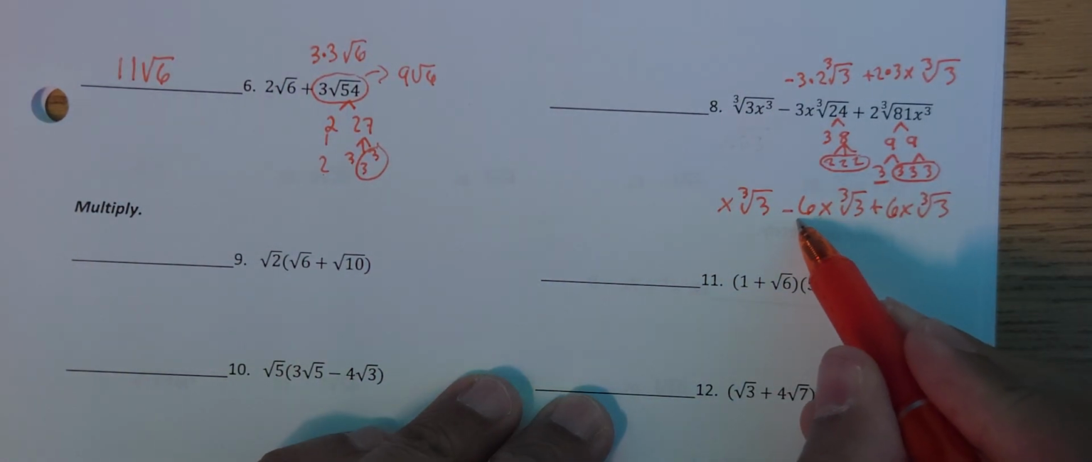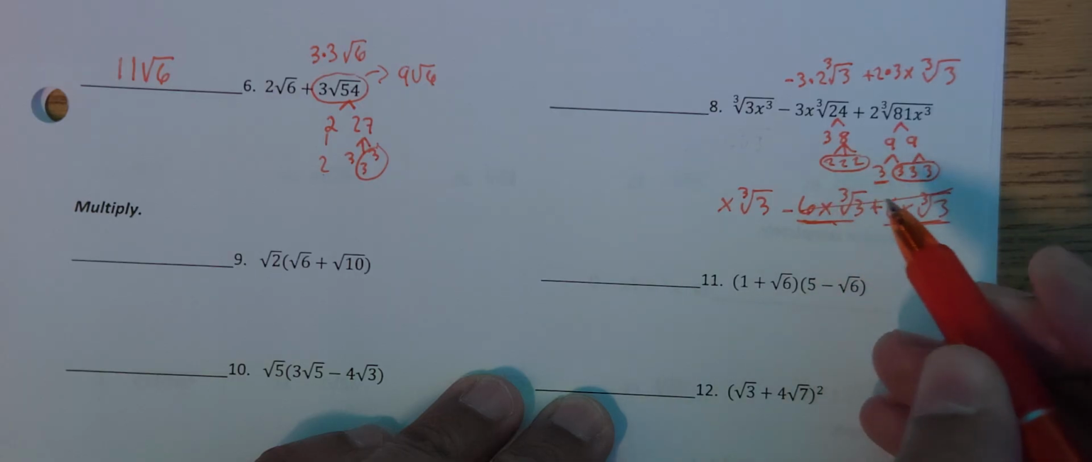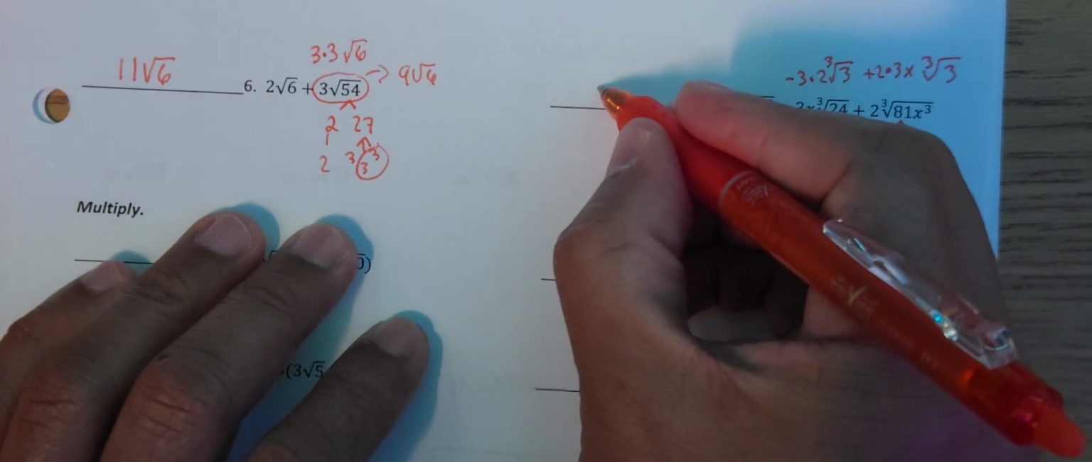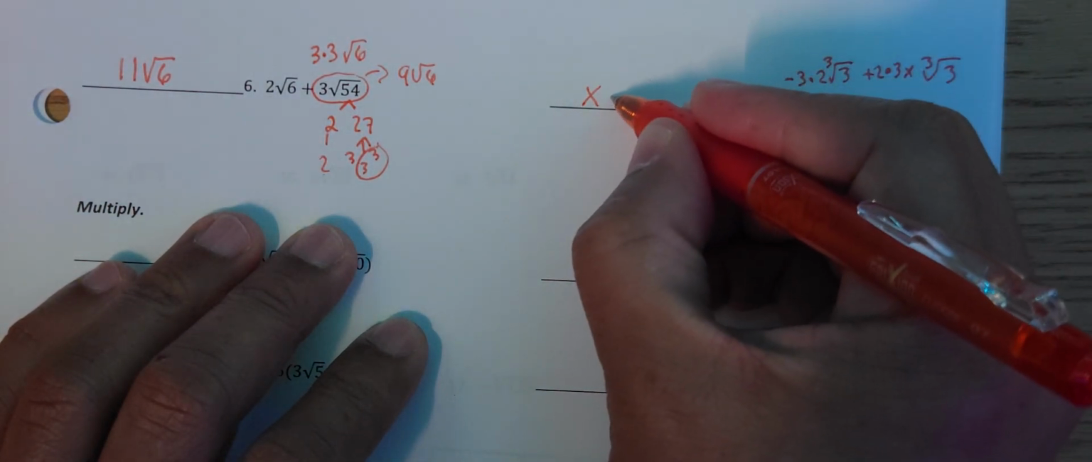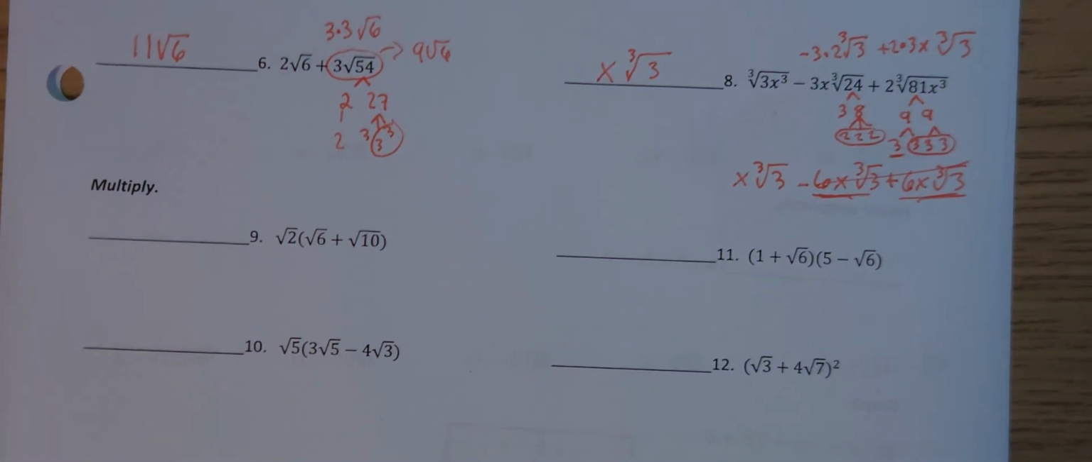And again, these are negative 6 of them. There's negative 6 of them here and positive 6 of them here, so those cancel. So then the answer to this is x times the cube root of 3. Okay, that's the answer to number 8.